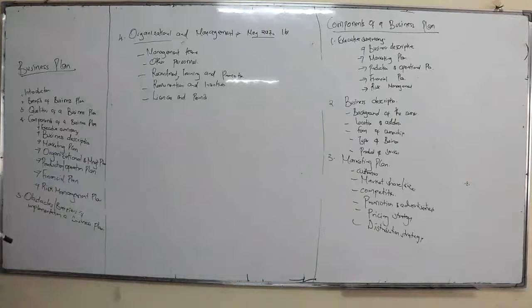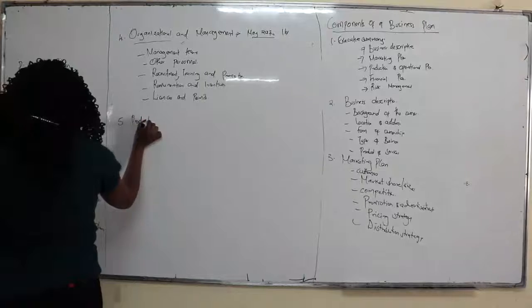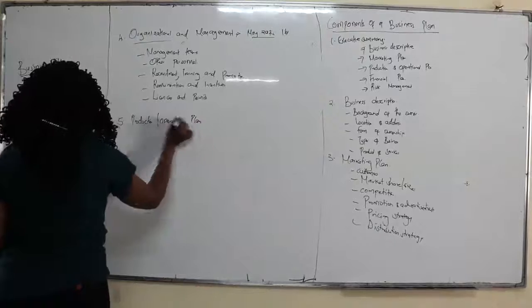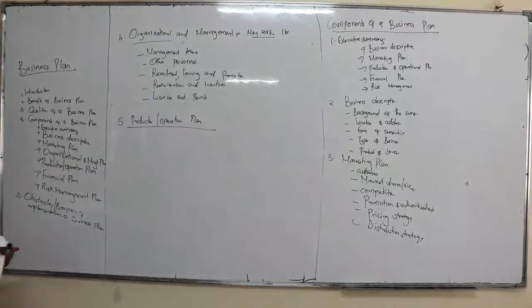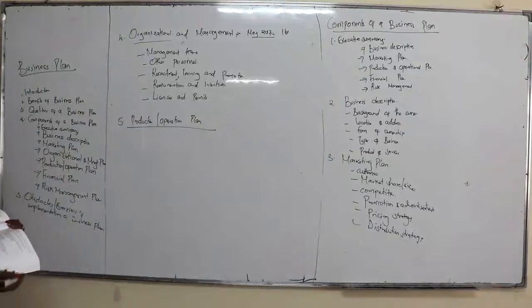So after the organizational and management plan, the fifth one is about the production and operation plan. Under the production and operational plan, we are going to look at the production facilities and the capacity. In this one, we are going to look at the types of facilities which are required and a list of all the equipment and machinery, and show the cost of each. And also, we'll look at the production strategy. Here, we look at the methods used to produce the product.